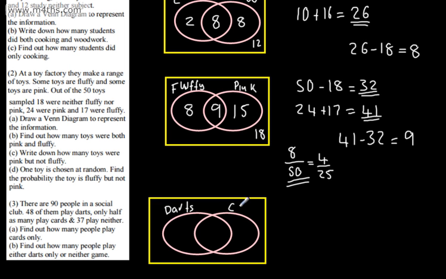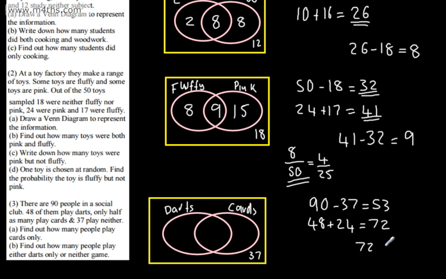So what we've got then is darts and cards. So 90 people in a social club, 48 play darts. We've got 24 that play cards and 37 that play neither. 37 is on the outside. So 90 minus 37 is going to give us a total of 53. So if we consider there are 48 playing darts, we've got now half as many play cards. Well, half as many of 48 is 24, and that is going to give us 72.